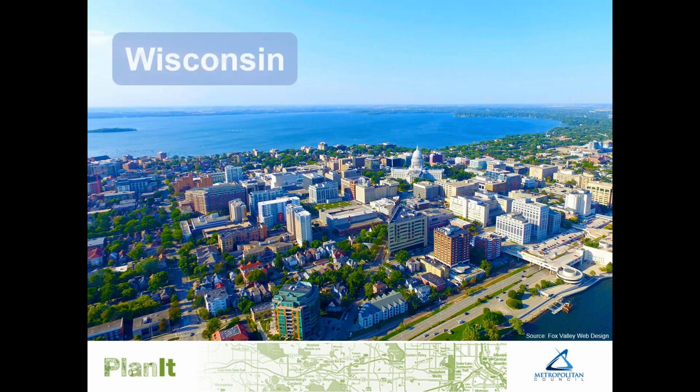So now we're going to take a look at Wisconsin. Our neighbor to the east currently has state enabling legislation in the form of a smart growth law. As a result of the law, there's very specific guidance in the state of Wisconsin on how to prepare the economic development element of a comprehensive plan. Throughout the U.S., this is really the exception rather than the norm.